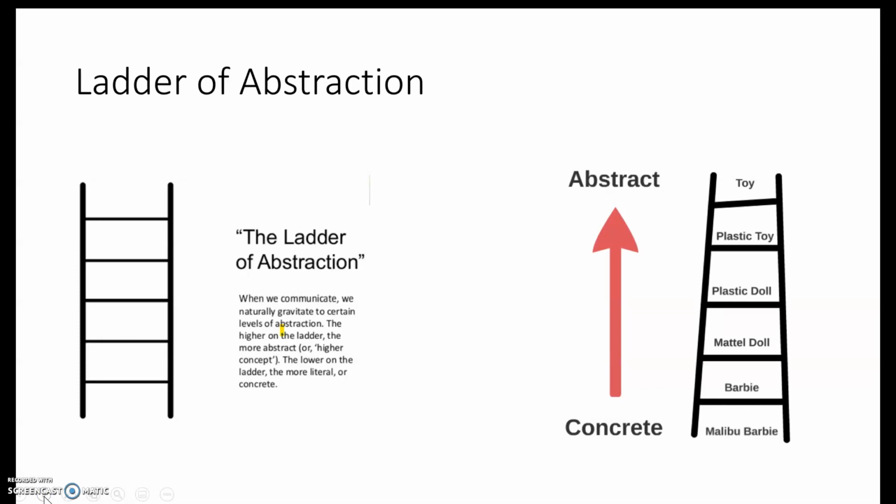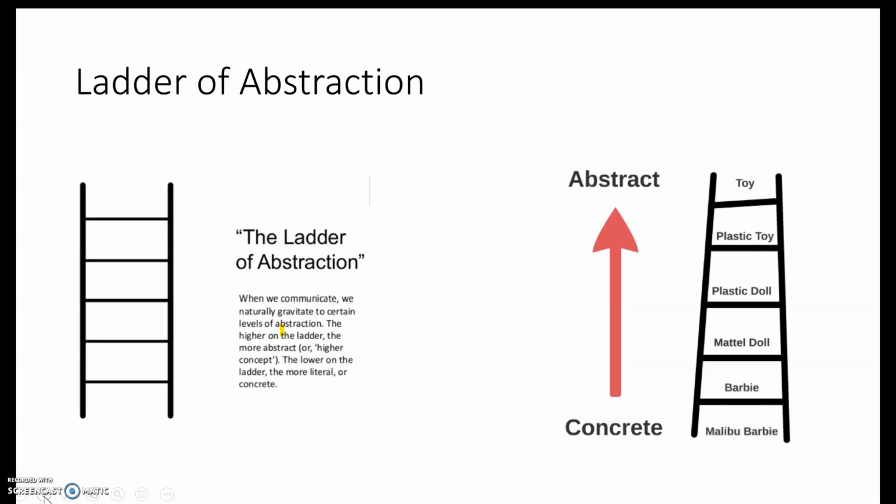Your book uses the example of the cow Bessie. This takes us from toy, plastic doll, Mattel doll, Barbie, and Malibu Barbie. So again, very abstract to very concrete if you're going from top to bottom. Think about the language choices that you make. Depending on who you're talking to, depending on your relationship with that person, what they already know, what you know, how abstract can you be versus how concrete can you be?